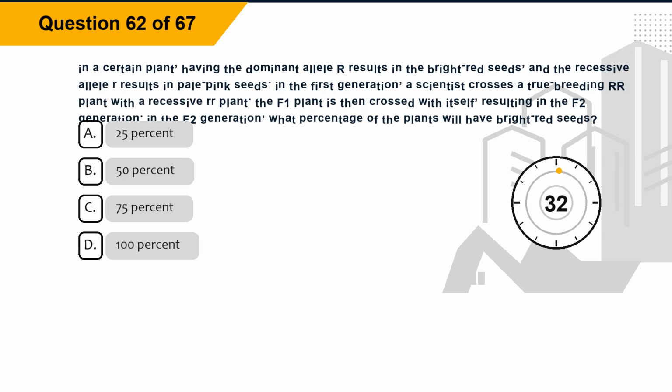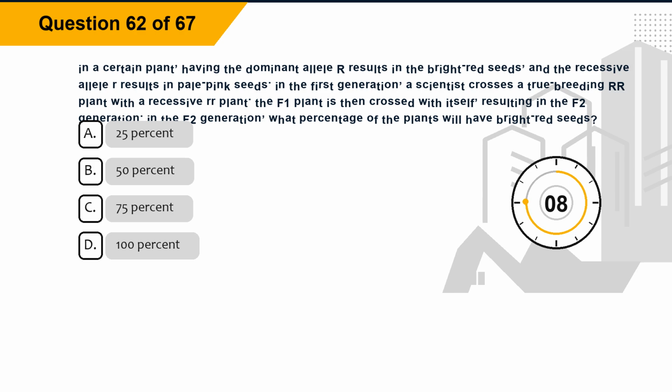Question 62. In a certain plant, having the dominant allele R results in bright red seeds, and the recessive allele r results in pale pink seeds. In the first generation, a scientist crosses a true breeding RR plant with a recessive rr plant. The F1 plant is then crossed with itself, resulting in the F2 generation. In the F2 generation, what percentage of the plants will have bright red seeds?